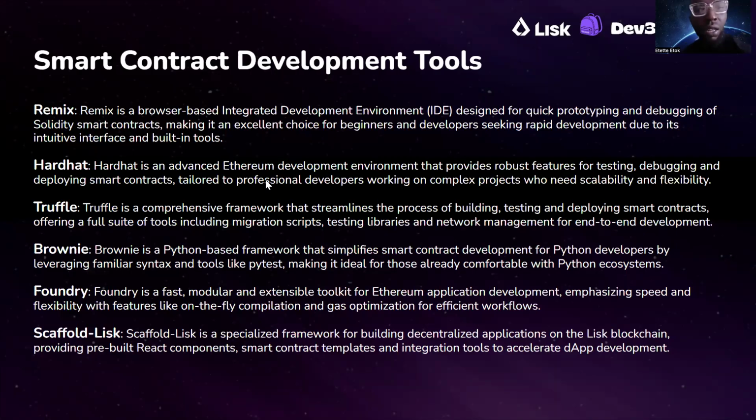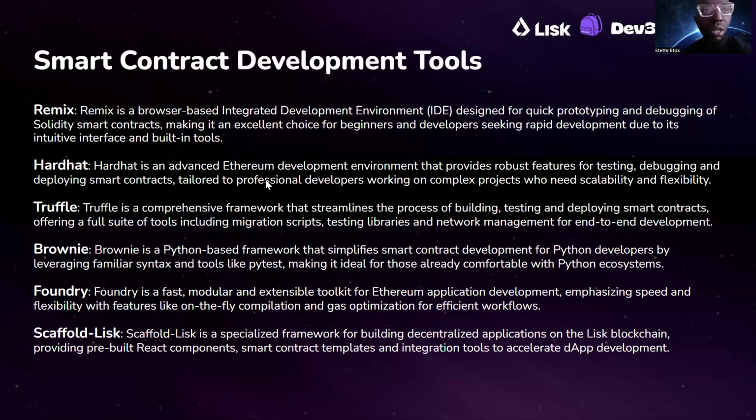Hardhat is an advanced development environment. It allows us to write Solidity code, but then we use JavaScript or TypeScript to either deploy it or interact with it after we deploy it. Of course, we also have Truffle and Brownie. I don't know about your region, but they are not really popular in my region. They used to be popular until Hardhat changed the game, and then Foundry took it to another level. But basically, all of these are smart contract development tools.